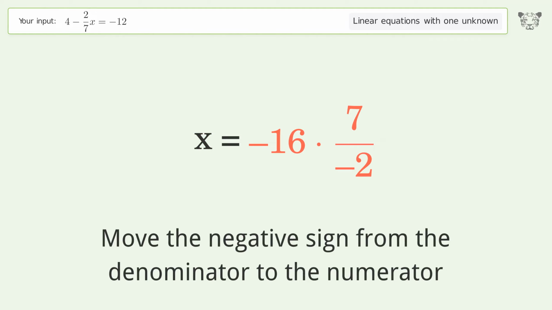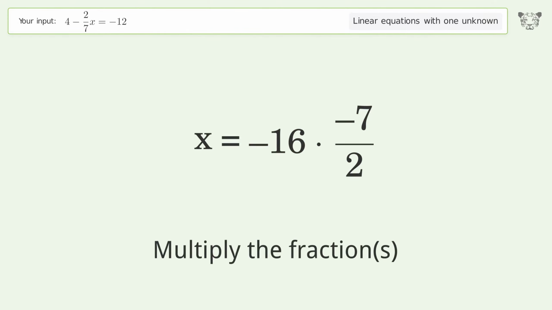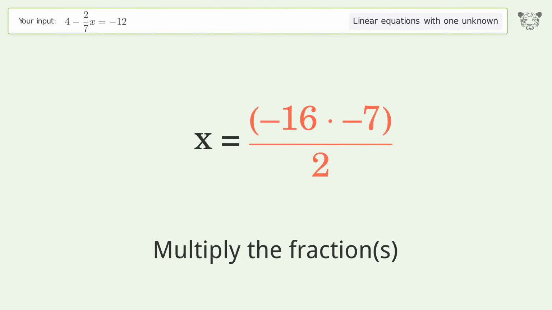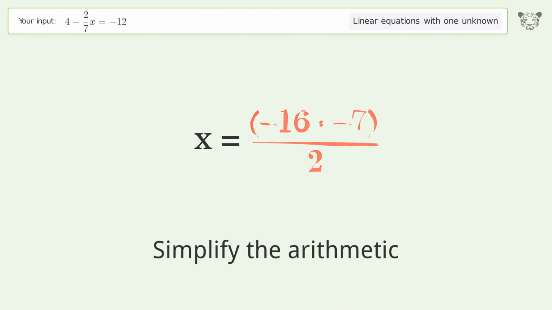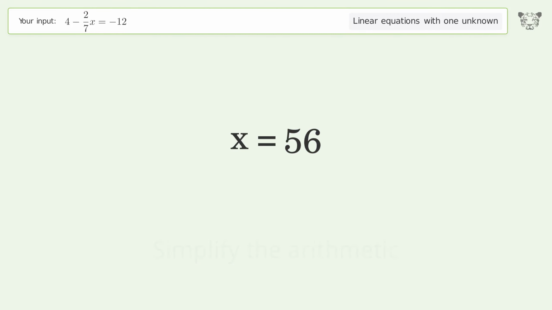Move the negative sign from the denominator to the numerator. Multiply the fractions. Simplify the arithmetic. And so the final result is x equals 56.